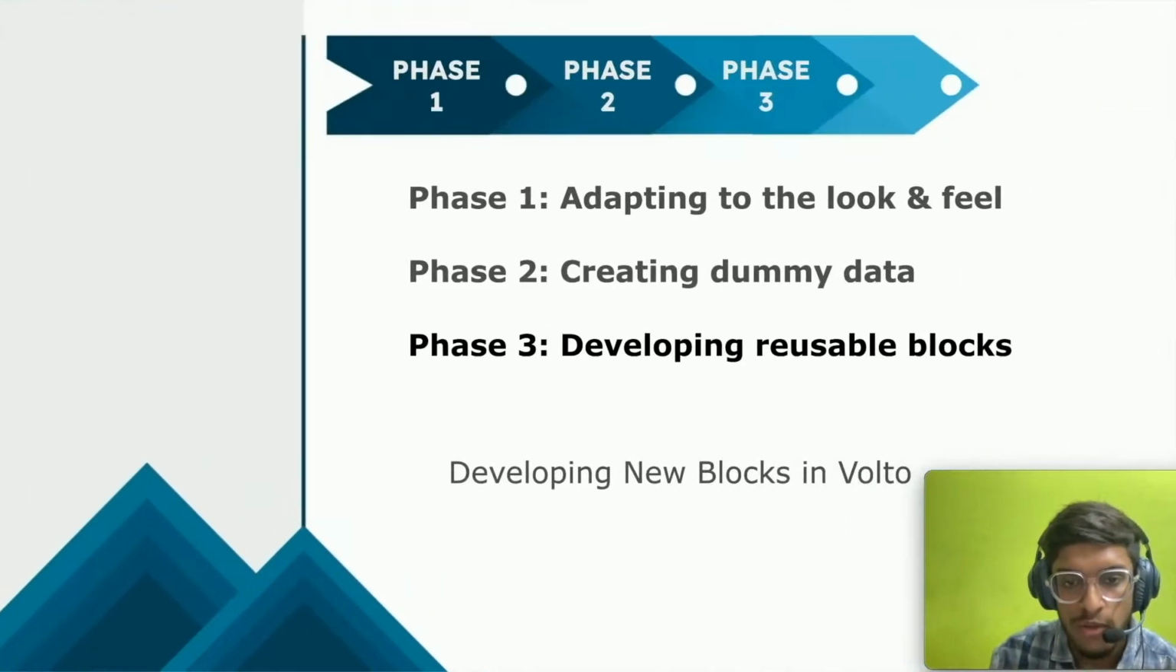Now moving on to phase 3, which was developing reusable blocks. So the main part of Volto is blocks. Blocks are just a piece of UI which users can edit through the web, and they can be added, deleted, modified, or we can change their order. So making a new theme will require writing a lot of new blocks for our UI.